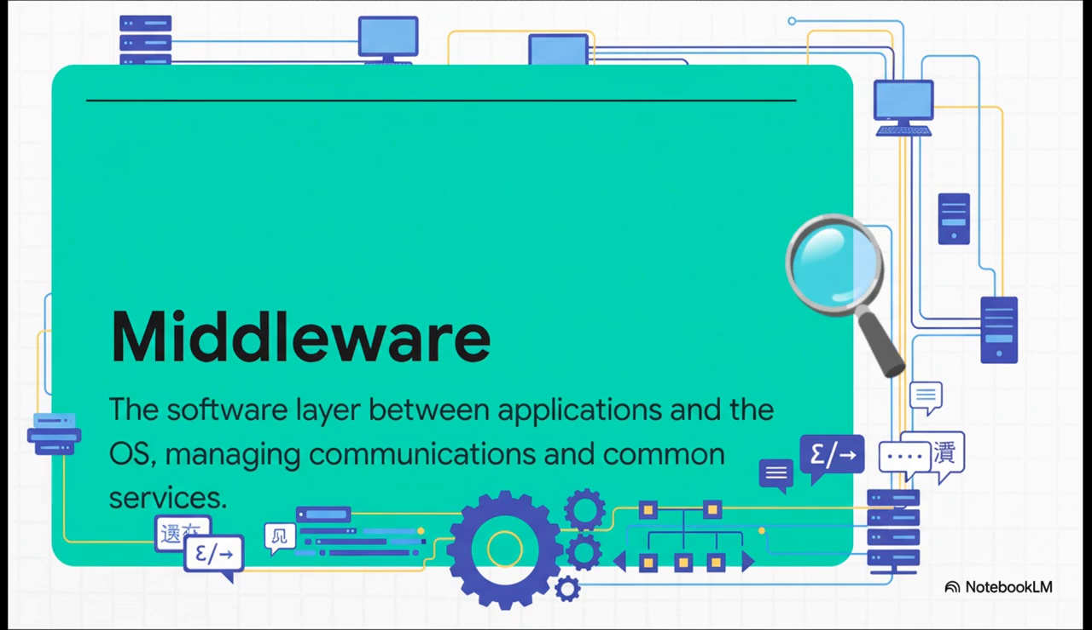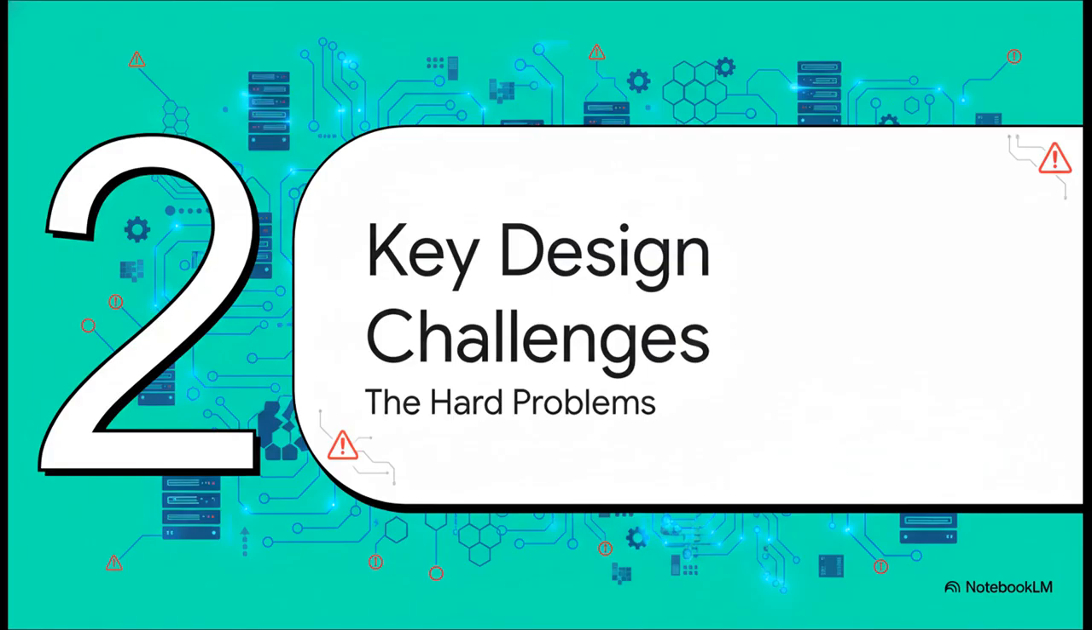It's this software layer that sits in the middle and acts like a universal translator or a traffic cop for the system. It handles all the messy, low-level stuff like making sure messages get delivered, translating data formats, handling security, all that plumbing. This is huge because it means application developers don't have to worry about it. They can just focus on building the features that users actually care about. All right, on to our next section.